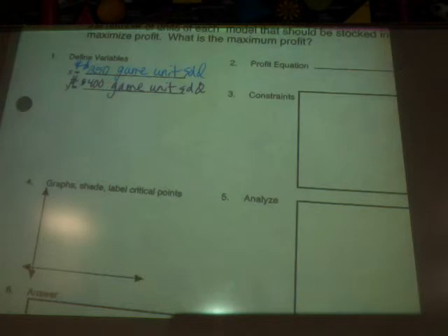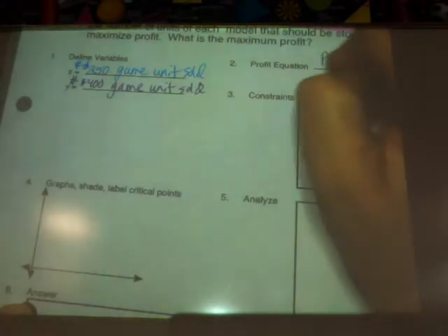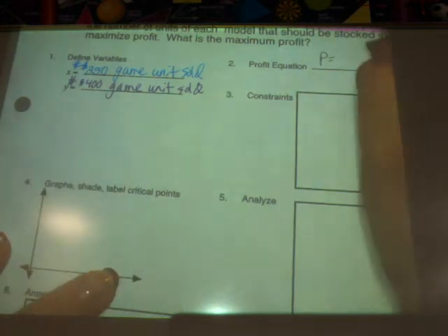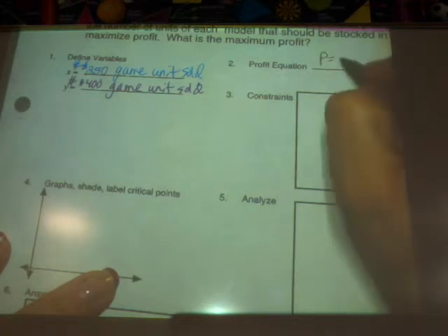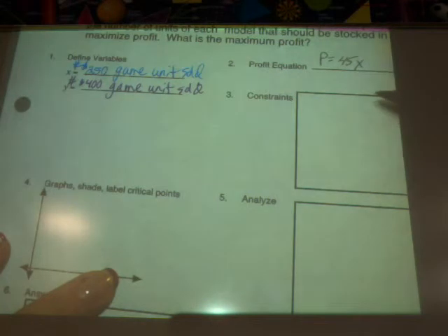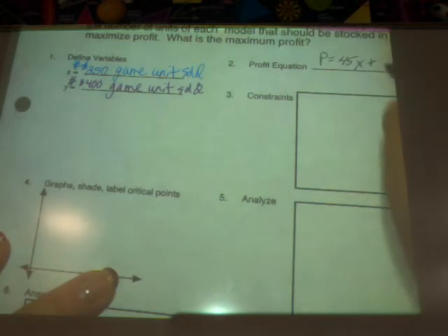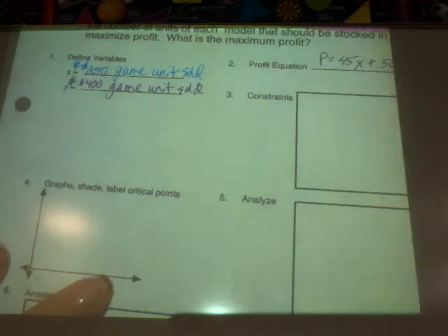Then you have to come up with a profit equation. How are they getting profits? How are they getting profit on the $250 game? What is their profit? $45. So don't they get $45 times X for every $250 game that they sell? And then you're going to add to that any profit that they get from the $400 game. So what's their profit on that? $50. So we get $50 for every $400 player sold. This is how they figure out their profit.